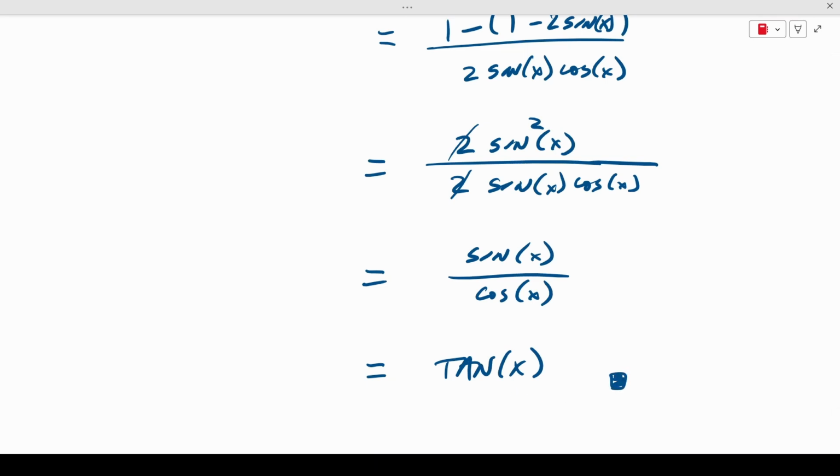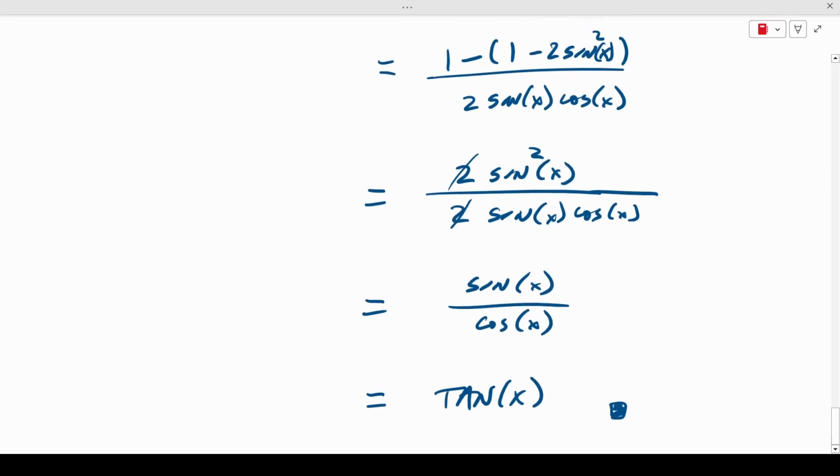Now, there's no one right way to do these proofs. They take trial and error. They take intuition. They take logic. And they take practice, quite frankly. So the more you play around with trigonometric identities, the easier these proofs will become over time.